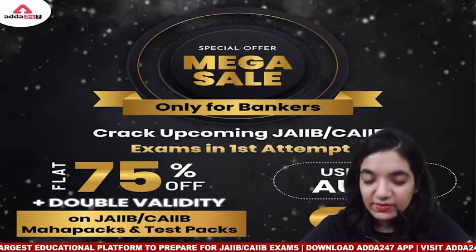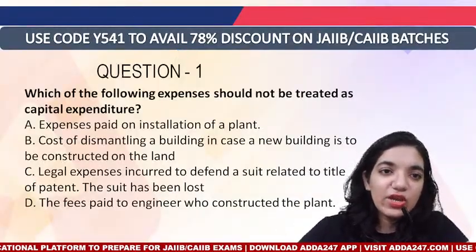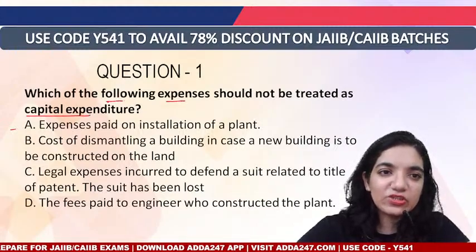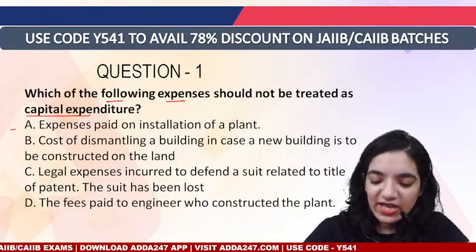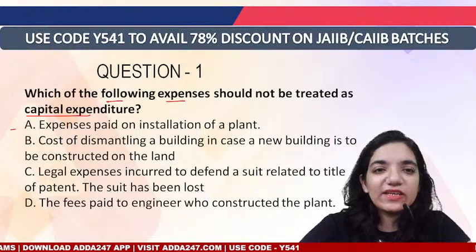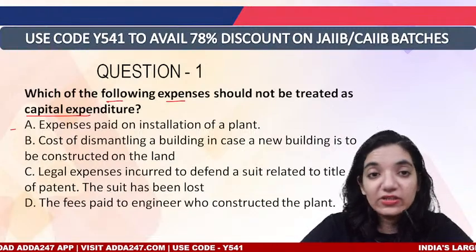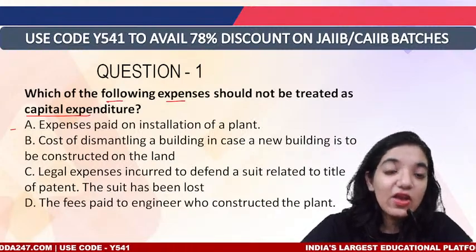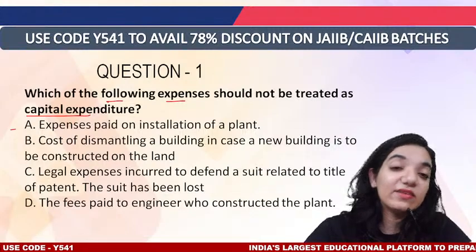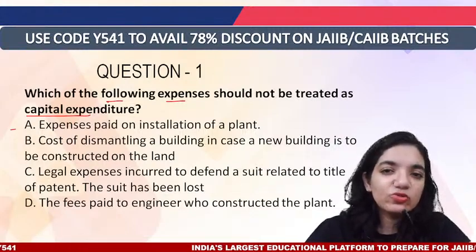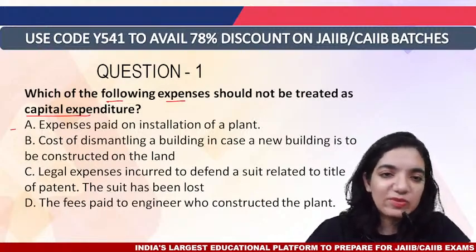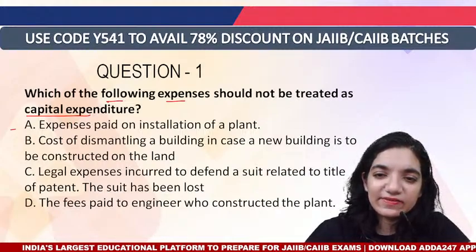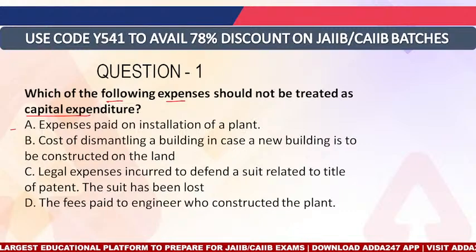So let's begin, everyone. This is the first question. Which of the following expenses should not be treated as a capital expenditure? Is it expenses paid on installation of a plant, or the cost of dismantling a building in case a new building is to be constructed on the land, or the legal expenses incurred to defend a suit related to the title of the patent, where the suit has been lost, or the fees paid to the engineer who constructed the plant? Go ahead and have a look at the question.